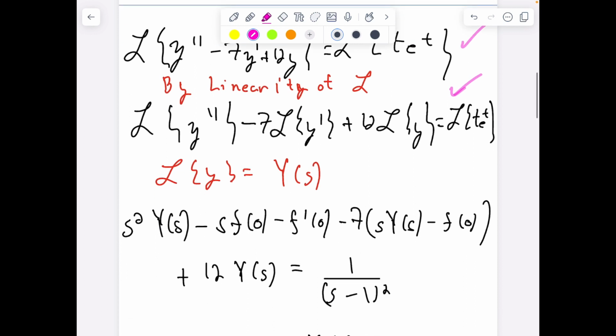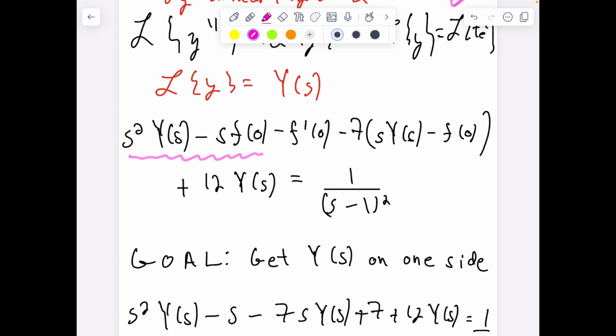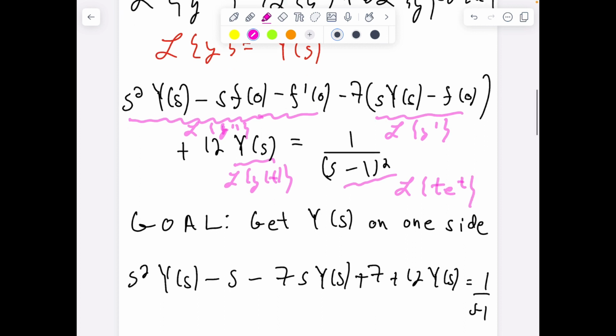All right, and then I'm just going to apply some of the formulas that I used. So right here where I'm highlighting this would be the Laplacian of y double prime. Oh, wait, here, this is the Laplacian of y prime. And right here is the Laplacian of y, all equal to, and then on this side, this is the Laplacian of t e to the t. Okay, so just be aware of that.